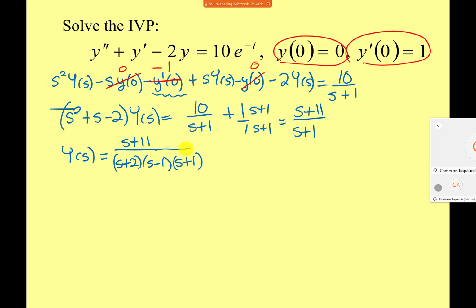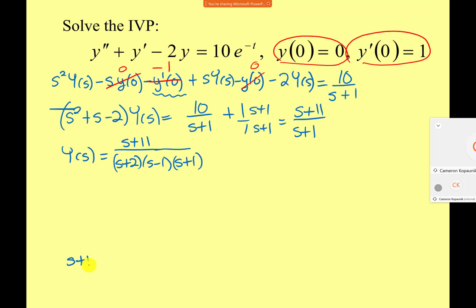And now we've got to inverse transform, and that's where the work comes in, because you've got to get it into a form that's recognizable to inverse transform. So we're going to need partial fractions again, and this is going to be a bigger partial fractions because we have 3 different factors, but we can do it. Let's go ahead and do that. So I'm going to put it down here at the bottom.